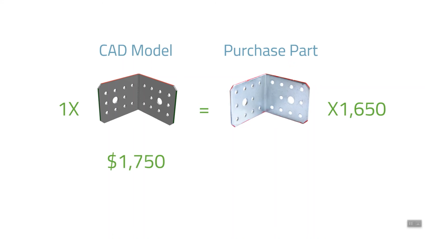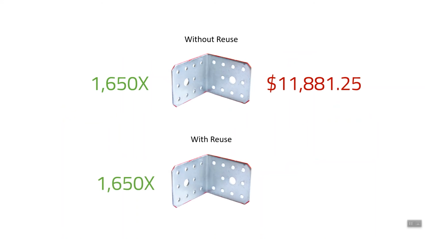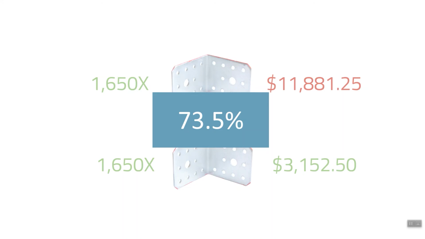So you have $1,750 in the human costs because you had the one CAD design with its downstream processes. And then we purchased 1,650 brackets at 85 cents a piece for $1,402.50. So now if we compare those side by side, without reuse, 1,650 brackets were purchased for a total cost of $11,881.25, whereas in the scenario with reuse, you have 1,650 brackets that are purchased for a total cost of $3,152.50. So that is a 73.5% difference in costs between those two scenarios.